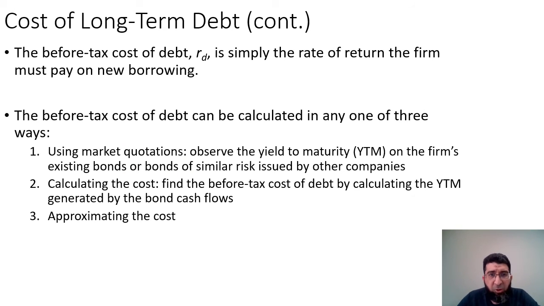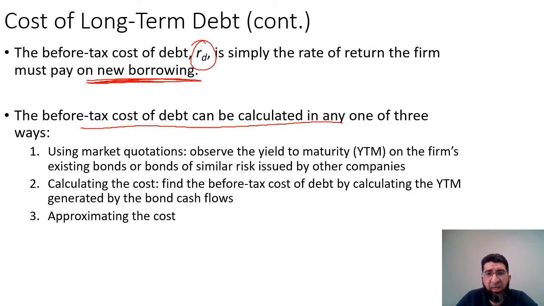Now, the before tax cost of debt, RD, is simply the rate of return the firm must pay on new borrowing. We already discussed this. Now let's go into a little bit more detail. The before tax cost of debt can be calculated in any one of three ways. One is using market quotation. This is simply to observe the yield to maturity on the firm's existing bond or bonds of similar risk issued by other companies.